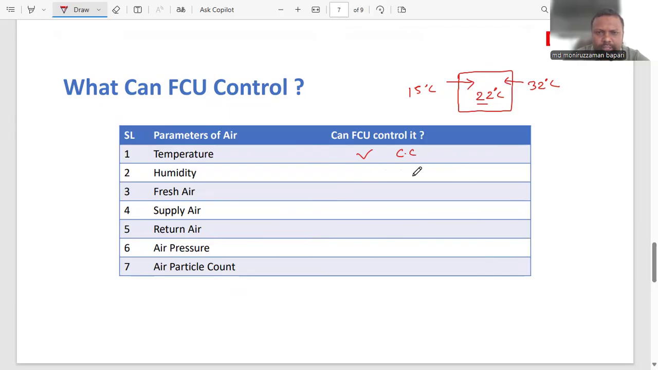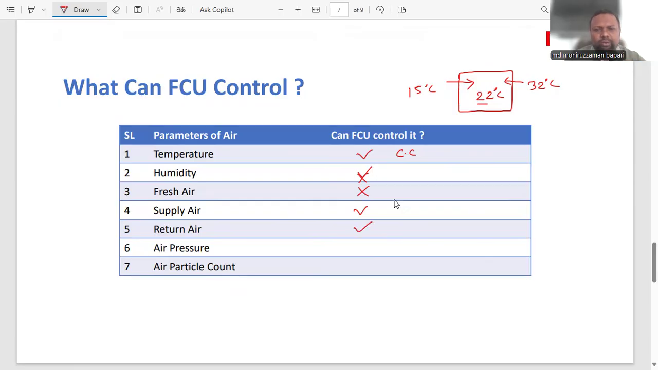Humidity: usually we do not use a fan coil unit to control humidity. It is not required, but if you have both cooling and heating coils available, it can do so. Fresh air: a fan coil unit is only one chamber. It has a supply and return, and there is no chamber for fresh air connectivity, so it doesn't control the fresh air. Supply air, obviously, it controls. Return air, yes, it does.